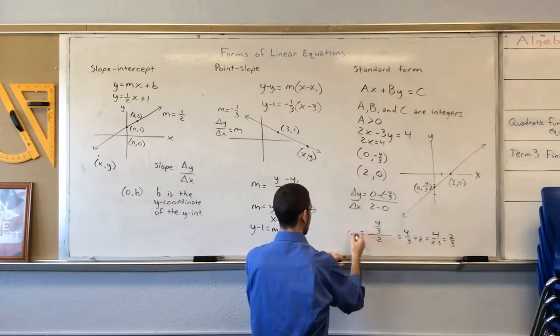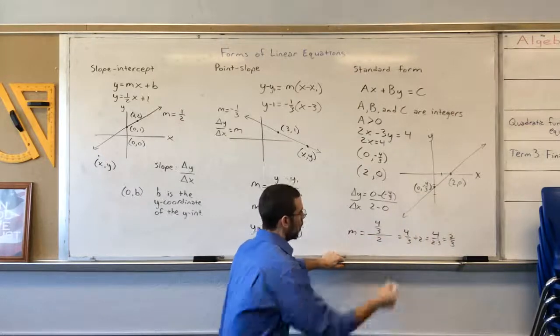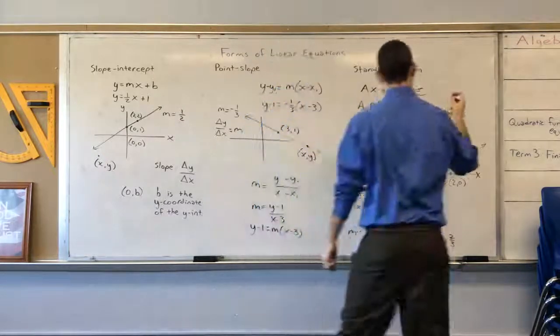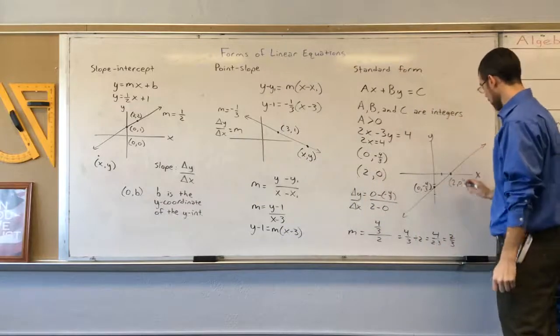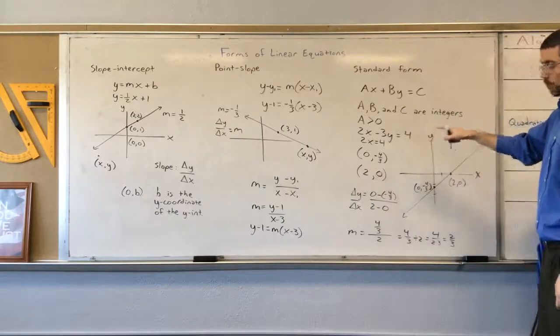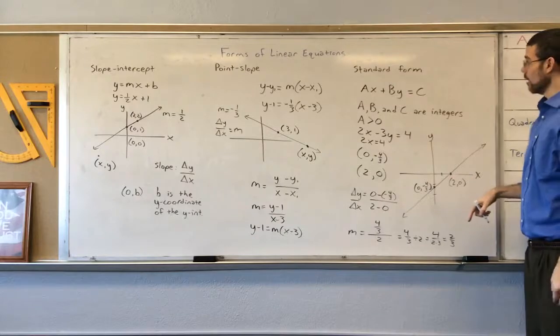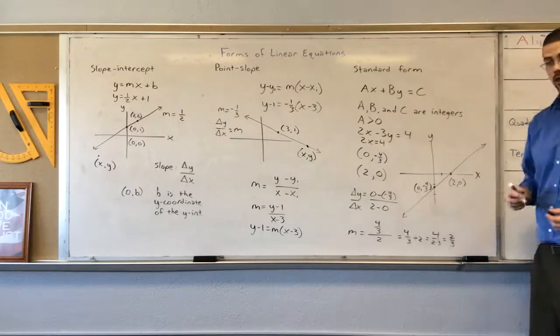And all of that stuff is our slope, right? So our slope is 2 thirds. M is 2 thirds. Now, we could do that in general as well, and we'll do that on the next video.